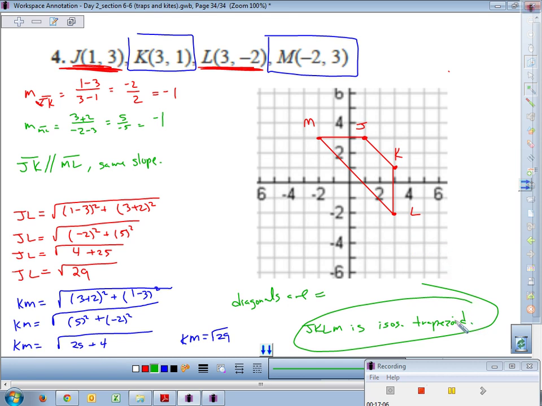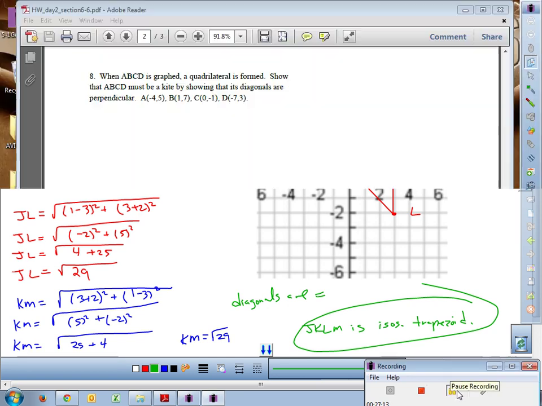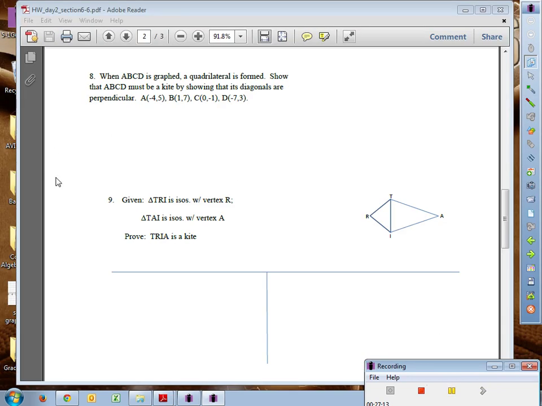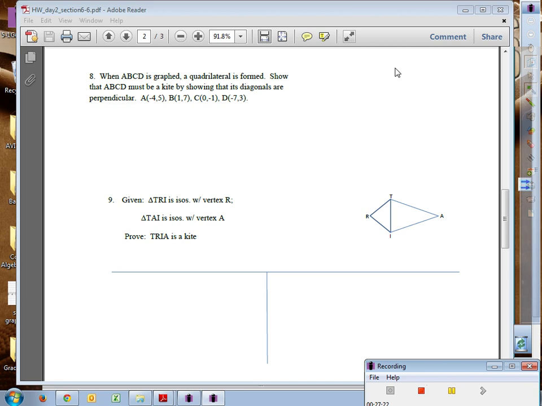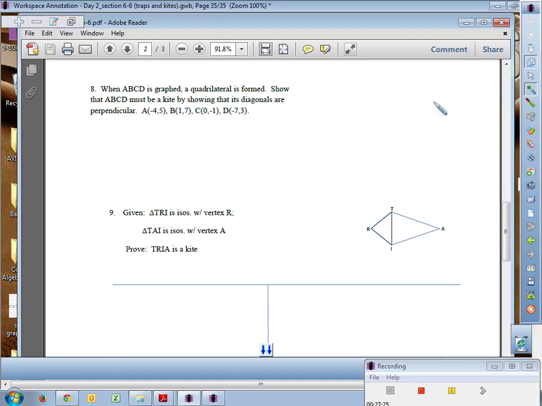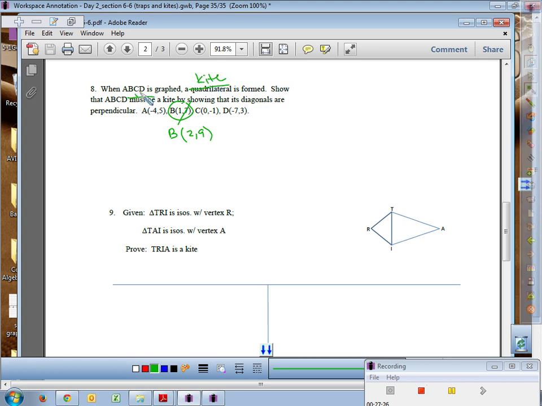There's a typo on your homework, so let me show you that real quick. On the second page of your homework, problem number 8, point B is not in the right place. If my pen would work here. Point B should not be at 1,7. Point B is at 2,9. And then also the same kind of rules applied for my typos. Change that word to kite and change that word to is. So, but B is at 2,9. That will make things a lot easier.